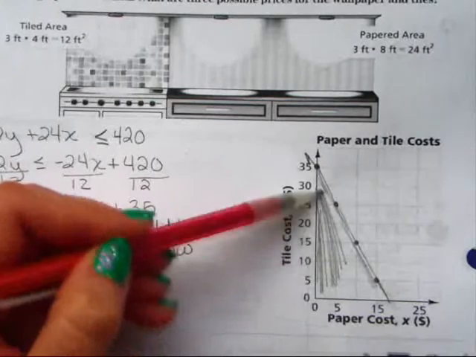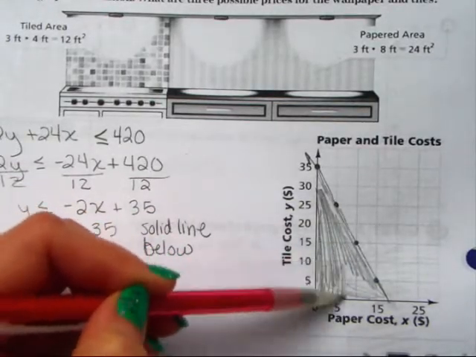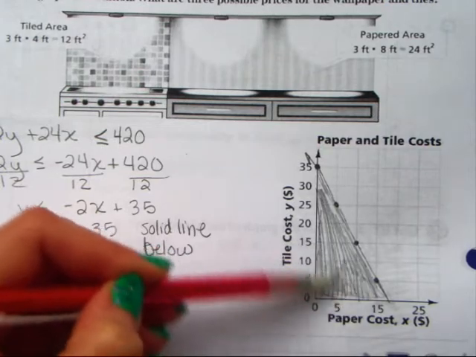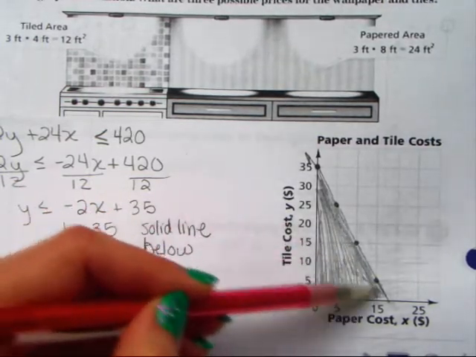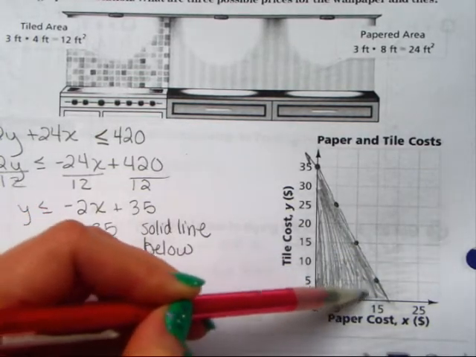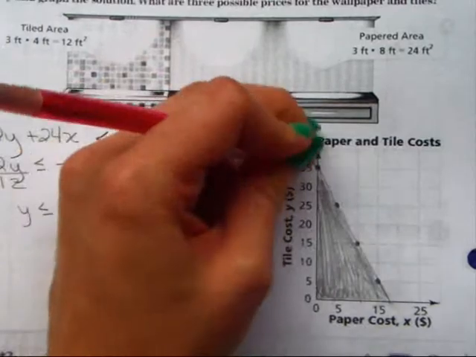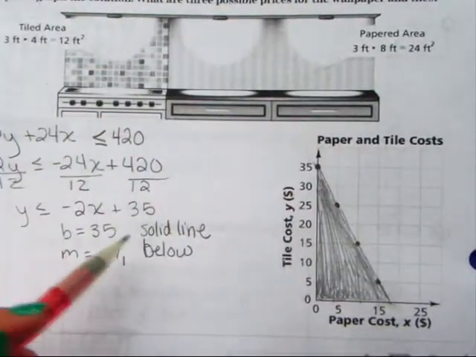See everything that's getting shaded? All of these are possible costs that make this homeowner able to buy the tile and the wallpaper. I'm going to say that again. All of these shaded areas are a possible cost for the wallpaper and the tile for our homeowner to be able to spend the $420 or less.